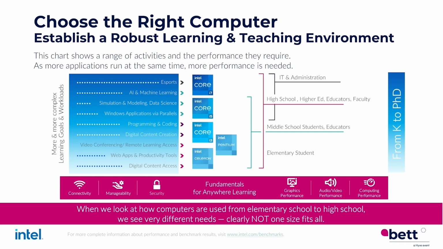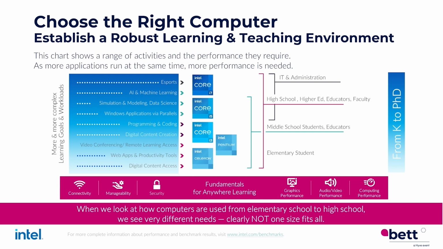To help you select the right computer, we prepared the summary chart that describes the performance needed for different levels of activities. Remember, as more applications run at the same time and more browser tabs stay open, the more performance is needed. Students engage in more and more advanced activities as they move towards middle school and then to high school. The need for higher performing computers increases as these activities become more complex.